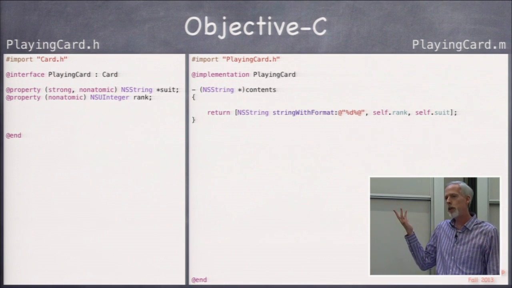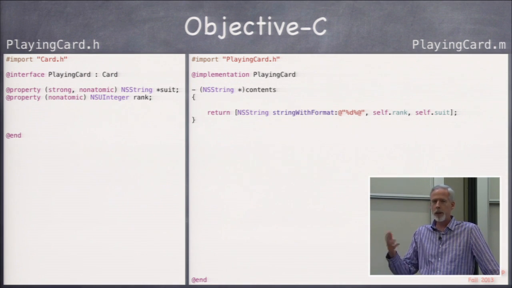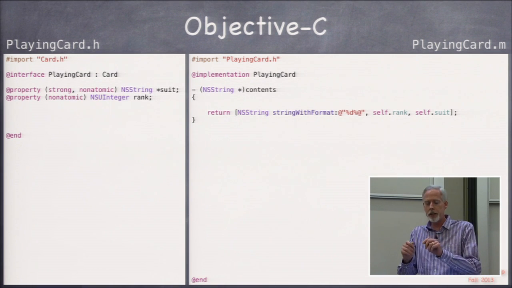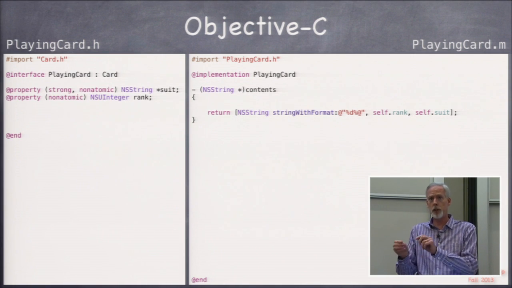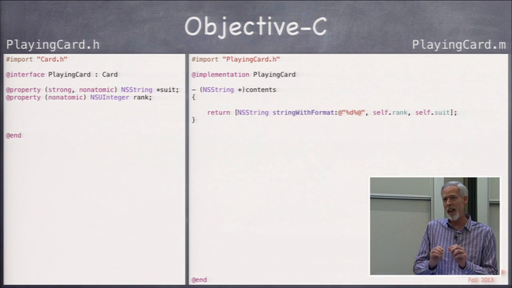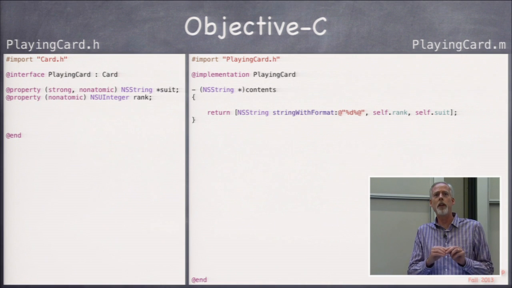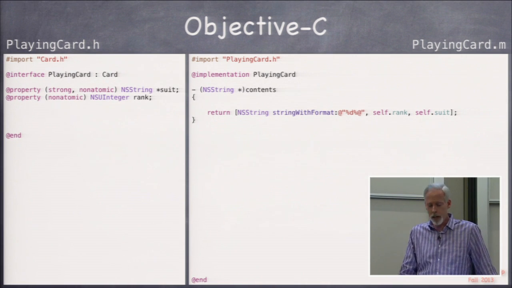Now, here's a way we could implement it. We could just return a string, and a string with format is like printfing a string. Don't worry about that syntax too much. And I'm printfing a string with %d and %@. So %d means an integer, %@ means an object, a string representation of an object. And then I'm just using the rank and suit. So this would be one way to do my contents. It's not a very good way because, for example, the Jack of Hearts would say 11 hearts. Well, no, it's not going to say J at least. We want to say J, not 11. So this is not a very good way.